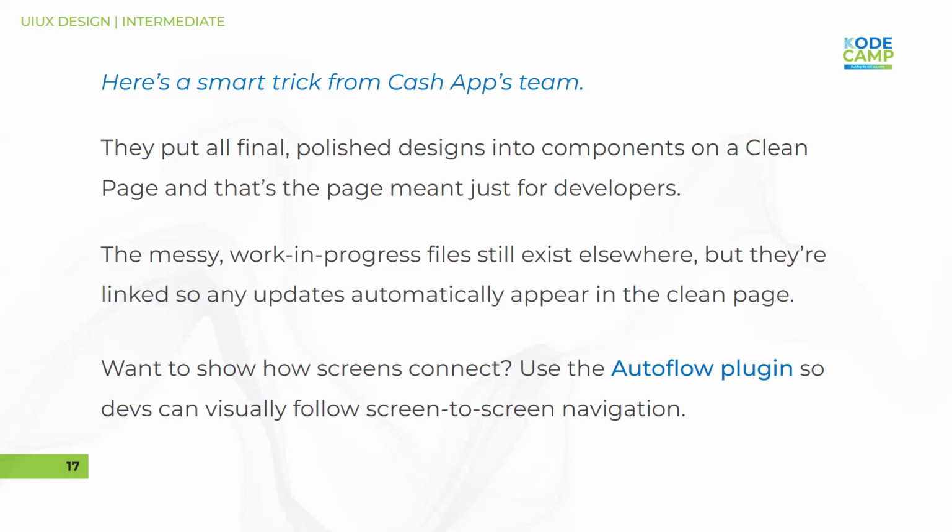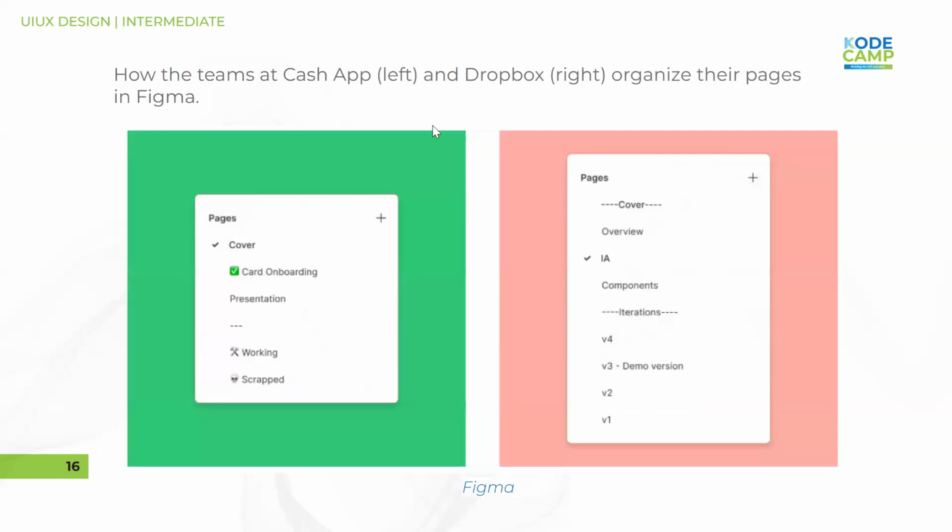They put the final design into clean pages. So let's go back to it. For Cash App, which is on our left side, we have cash card onboarding. We have presentation. Presentation is where you want developers to work from. That's how they name theirs. And also we have working, which is where they are working. Scrapped is where they keep versions of their iterations.